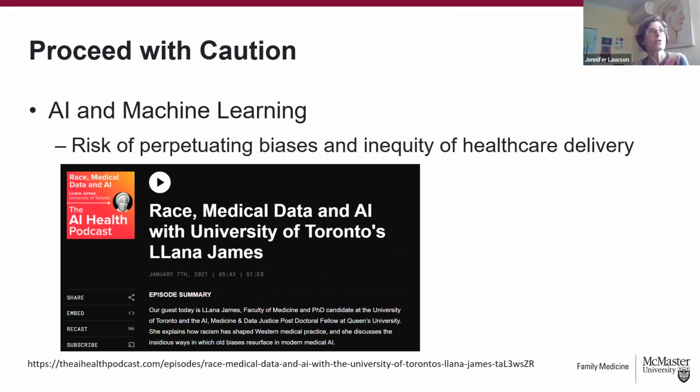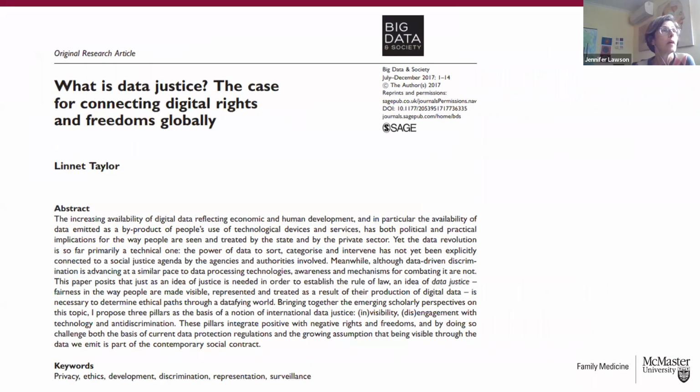Other notable researchers, including Lana James, caution that the collection and use of socio-demographic data and its use within AI and machine learning come with certain risks for perpetuating biases and inequities in healthcare delivery. And others too have researched and promote digital justice and global rights and freedoms, with work that delves into the fairness in the way that people are made visible and represented and treated as the result of the production of digital data.